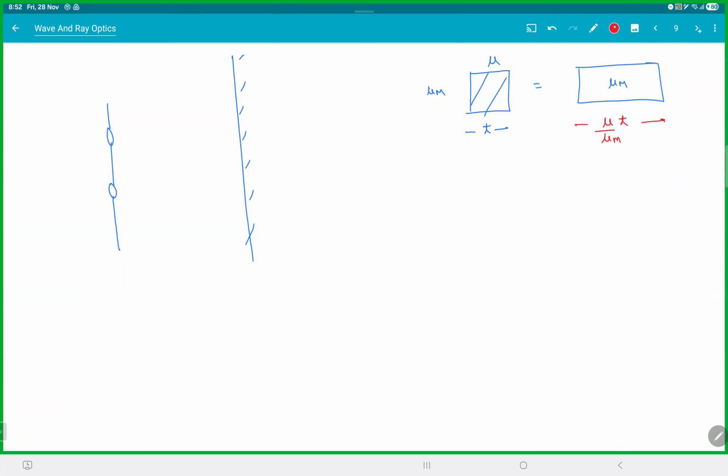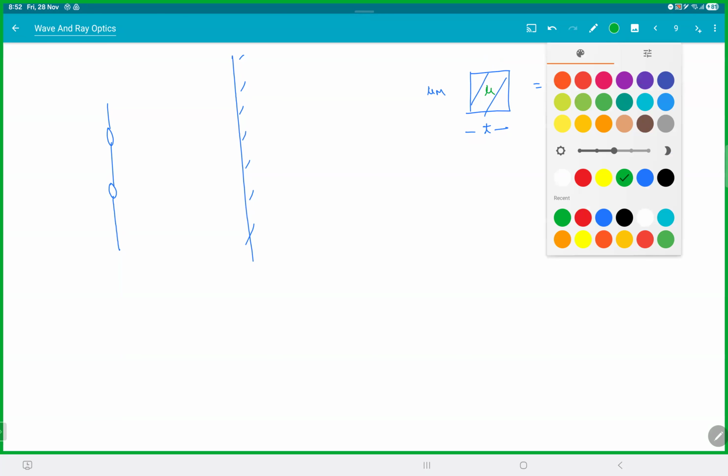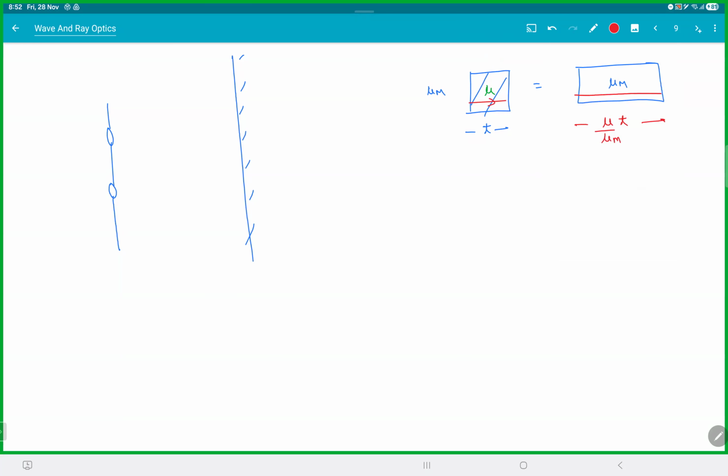Getting it? If you replace the slab mu with a medium mu m, it feels as if the length has become mu t by mu m. When a light ray passes through this, the time must be the same. That was the concept there. If a light ray passes through the slab, it will travel t, but if it passes through the medium, it will travel more. So the extra path difference because of the slab, the light will think it has traveled an extra distance, which is t into (mu slab by mu medium minus 1). Remember this formula. Clear with this? This is valid for thin slabs.